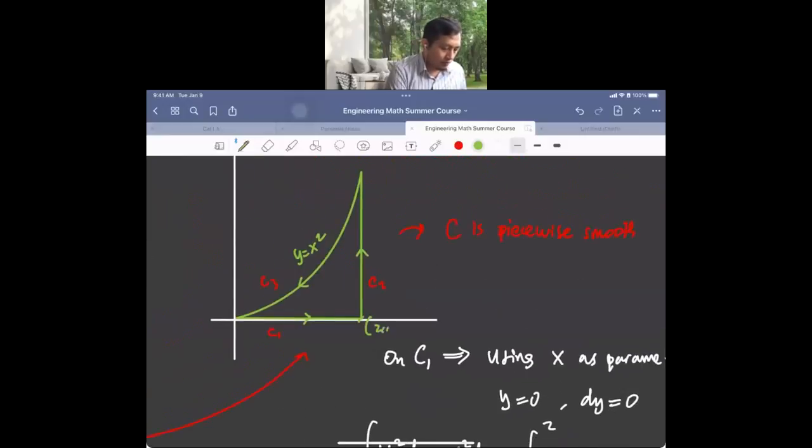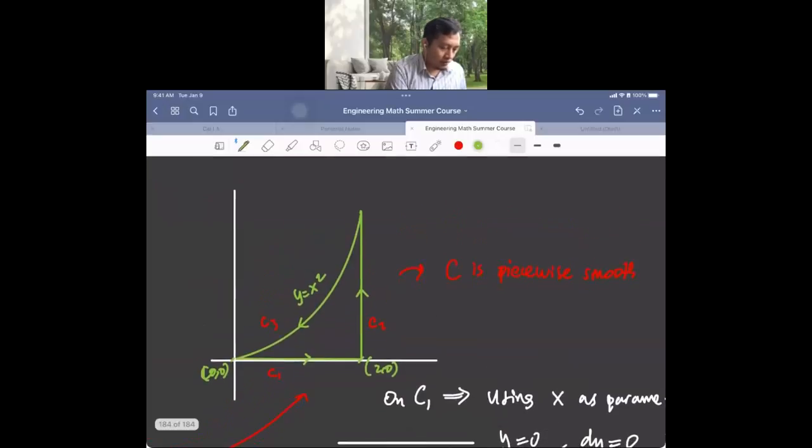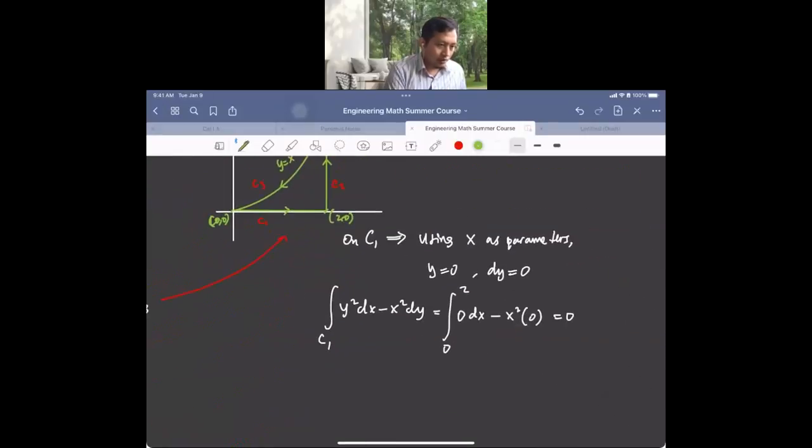So this is 2, 0. This is 0, 0. I forgot to mention this. And this is according to x squared. This becomes 2 and 4. Okay, this is the first one.